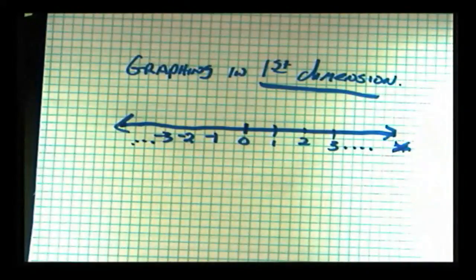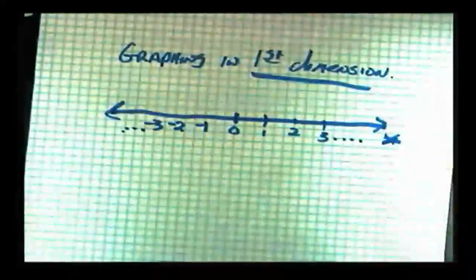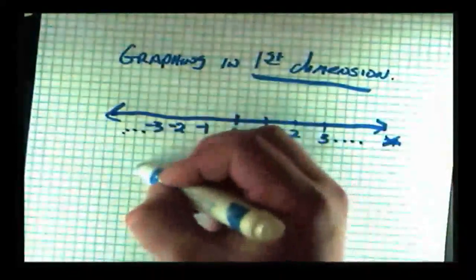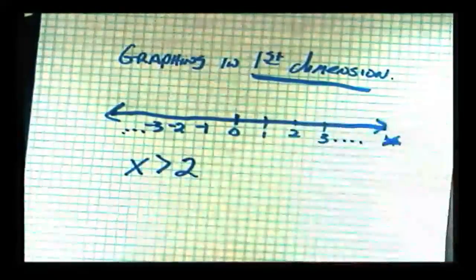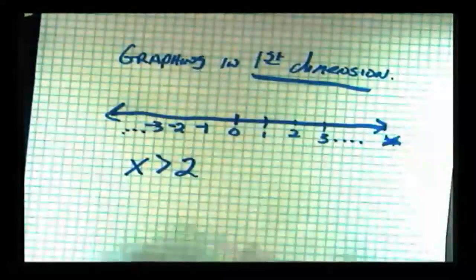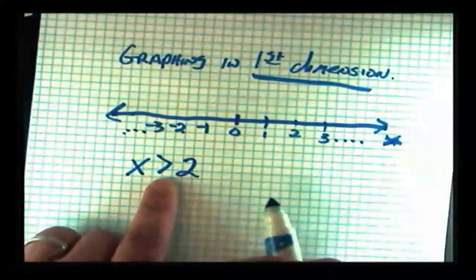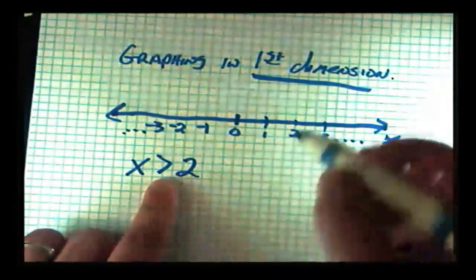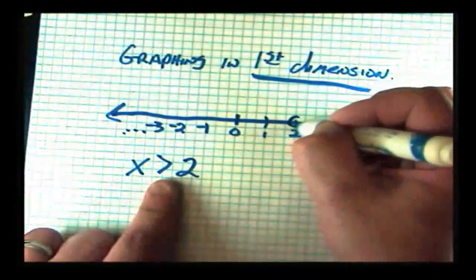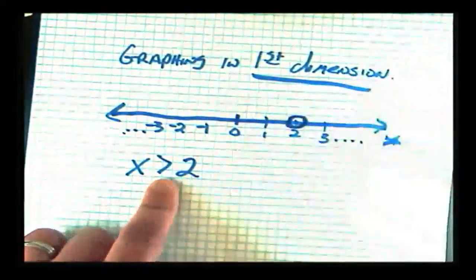So if I'm going to graph an inequality, on this line I can actually graph stuff. I can graph, say, something of the nature x is greater than 2. If I want to know all of the x's that are greater than 2, I want to notice first that this is a strictly greater than. So I'm going to use an open dot at 2. An open dot like that, you see?